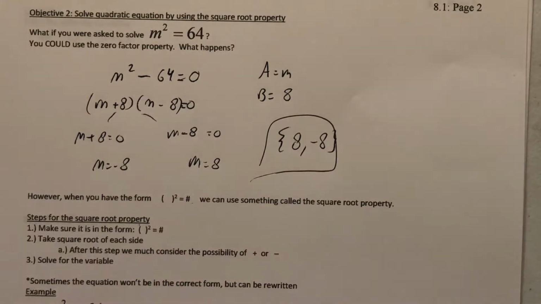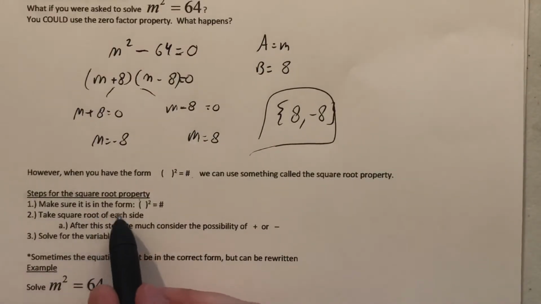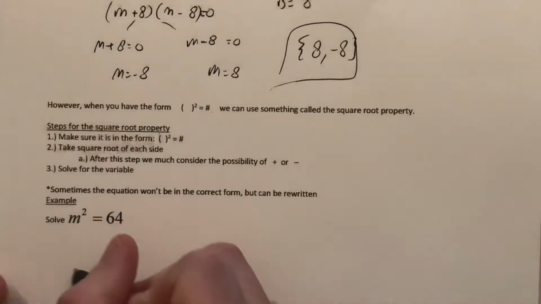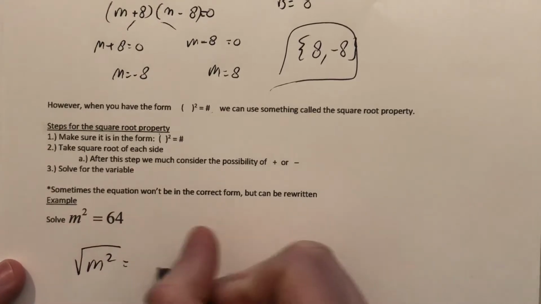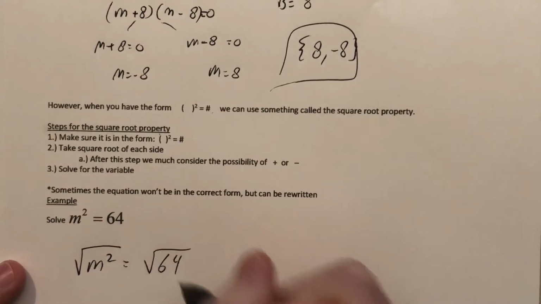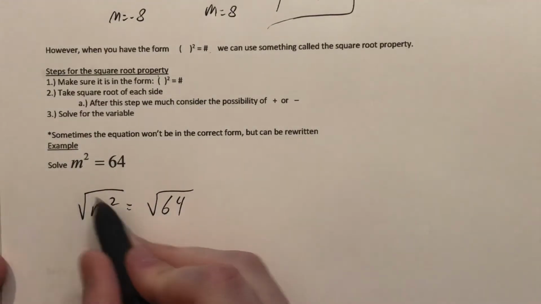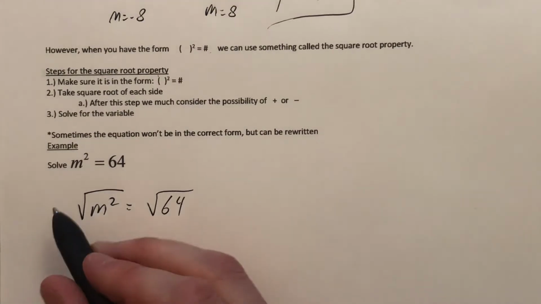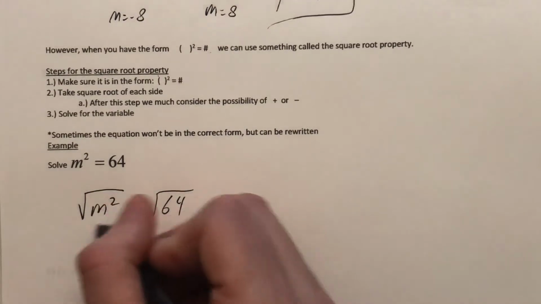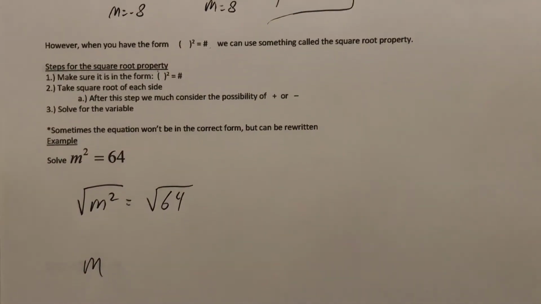How the square root property works. Make sure it's in that form of something squared equals a number, which this is. And then it says take the square root of each side. Now, this is important about this. When you take the square root of each side, so square root of m squared and square root of 64, the reason we're doing this, we learned before, the square root and the square kind of cancel each other out, right? Squaring a square root or the square root of a square. Either way, you're left with the other, what was inside there. So in this case, m.